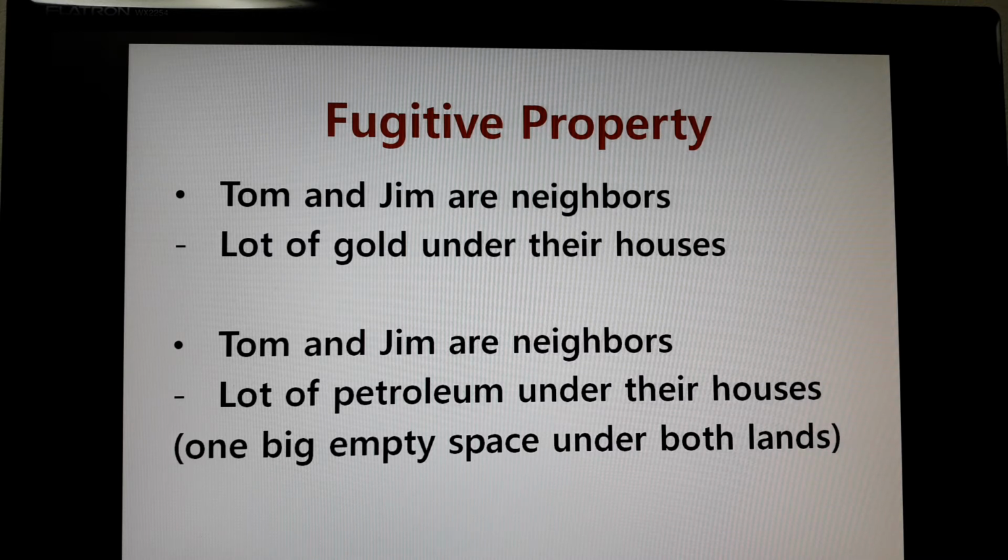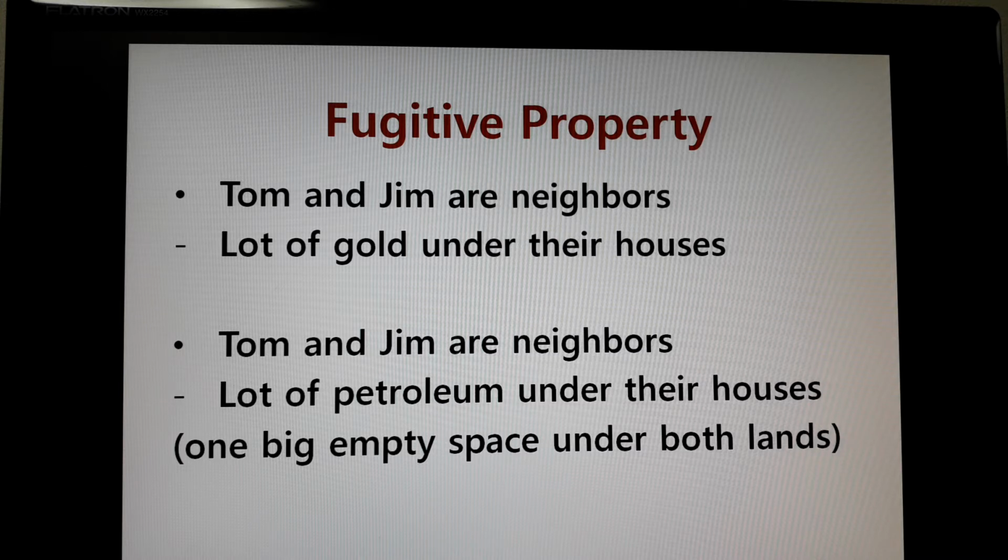Now, think about a situation where two neighbors, I'll call them Tom and Jim, have neighboring houses. The house is quite big. It's not a very populated area. It's a rural area, and Tom and Jim have pretty big houses, compared to the small apartments and small houses in big metropolitan areas like New York City or Seoul.